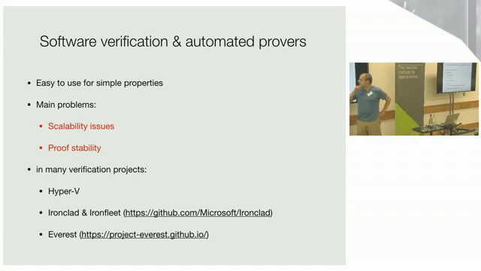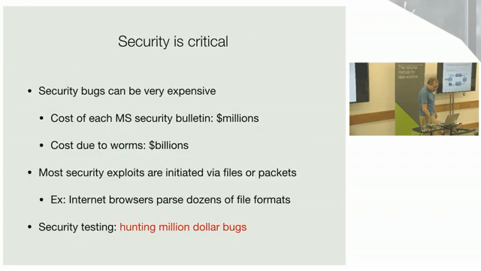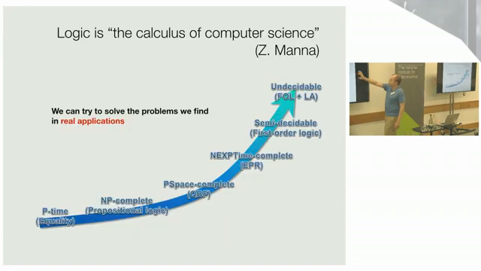And this issue happened in many cases, right? You have Hyper-V, which was a verification effort to verify the hypervisor that runs between the hardware and the operating system. You have the Ironclad and IronFleet projects, and Everest, which is trying to have a certified implementation of the HTTPS protocol. You can learn more about these projects in these links. But then you may ask, why are test case generation tools so successful and these ones have these issues, right? Well, the problem is where they are on the ladder. The software verification tools are here. The bug finding tools are here, right? That's the problem.